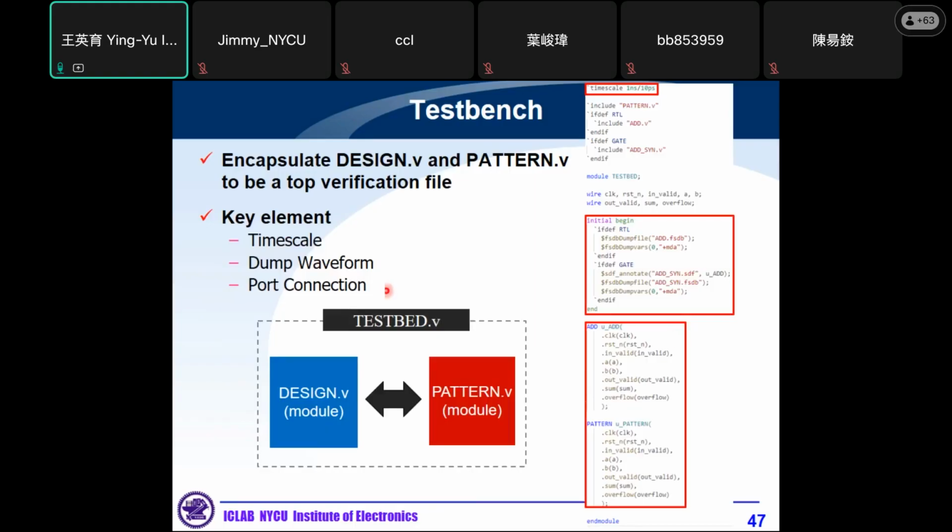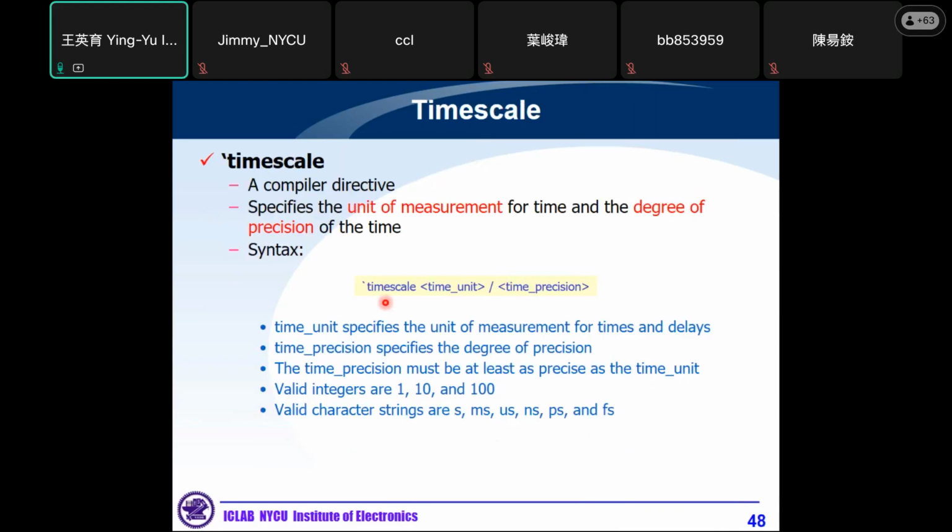The first part is defining the timescale, which represents the simulation time unit. The second part is the method for dumping waveform files. The third part is connecting the ports of the design and the pattern together. First is the method for defining the timescale. The timescale consists of 2 parts, time unit and time precision.